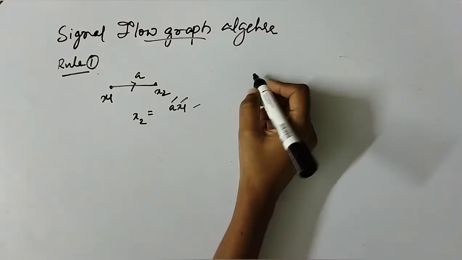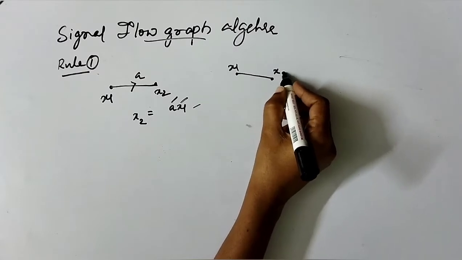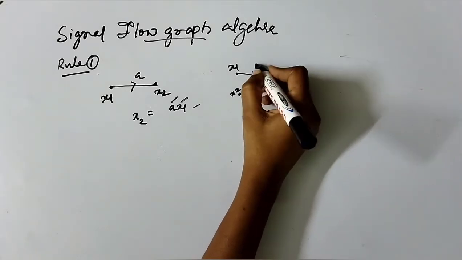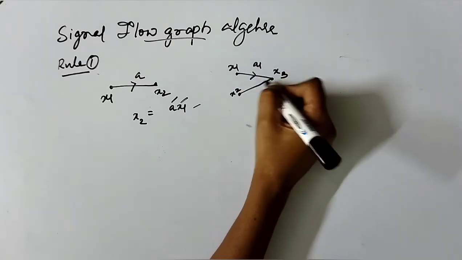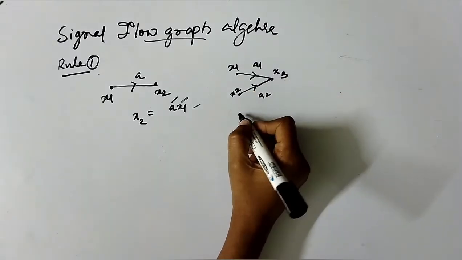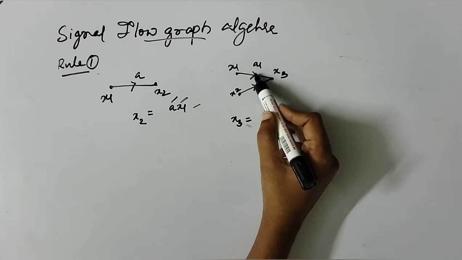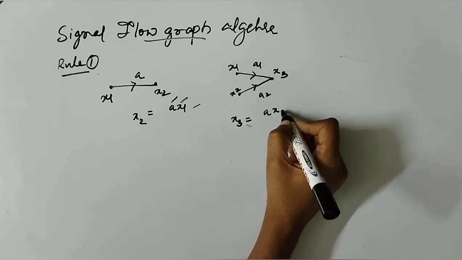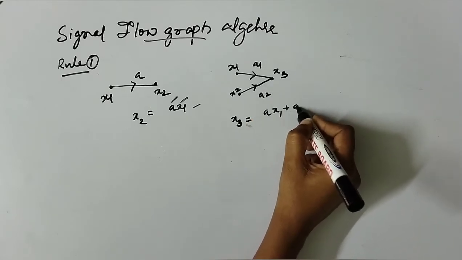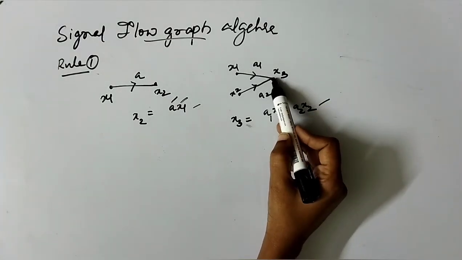For example, if you have nodes like this, x1, x2, and x3, the gain from x1 to x3 is A1, and from x2 to x3 is A2. Then x3 would be the combination of x1 into A1 plus A2 into x2. This is the input signal for x3.